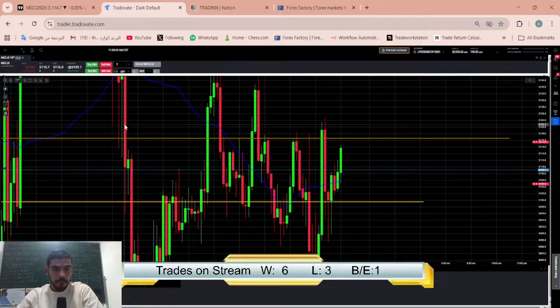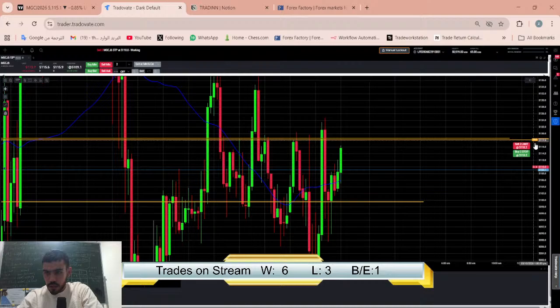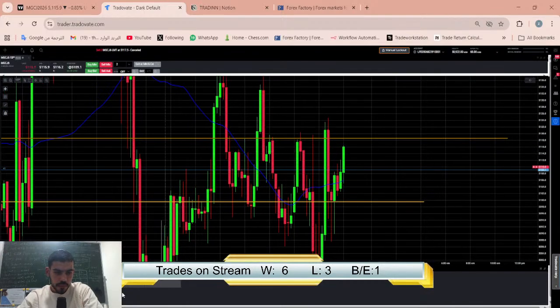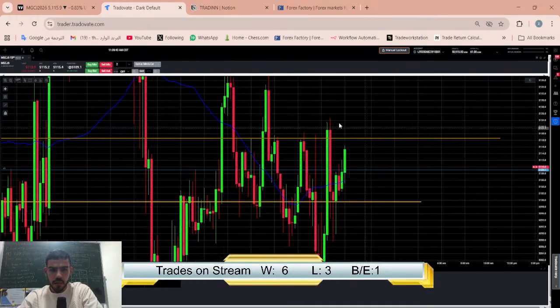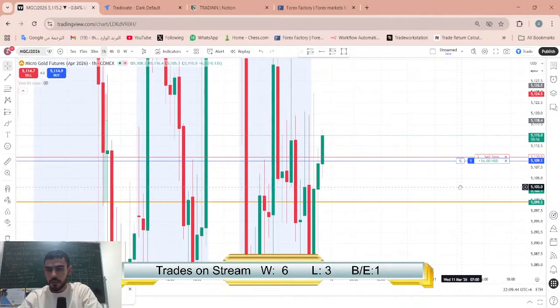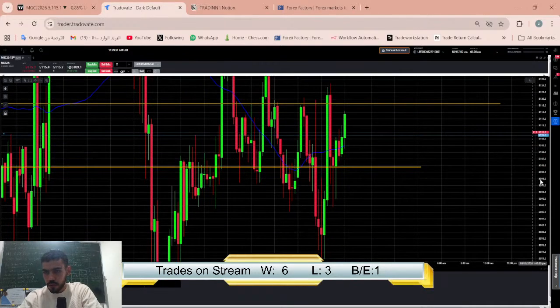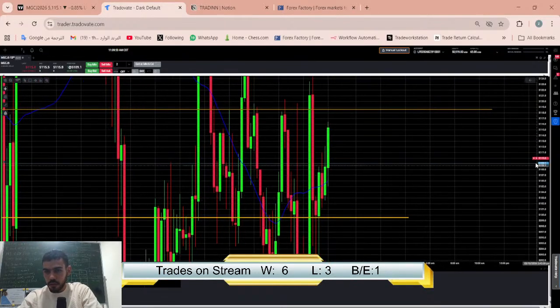I think I'm going to secure something right here, and my stop will be at break even, and I will leave the rest to run. So I secured about 120. My stop is at break even, and now I don't care about the rest. It can run or do whatever it wants.